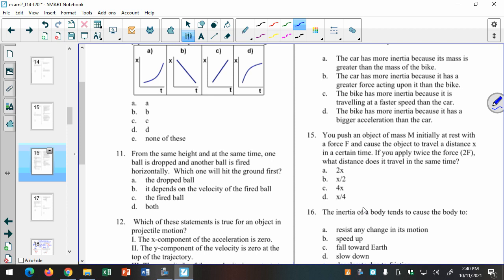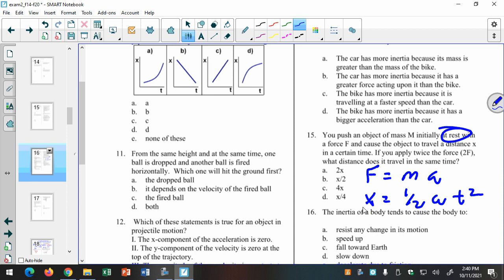You push an object of mass m, initially at rest, with a force and cause the object to travel a distance in a certain time. If you double the force, what happens to the distance? So I know F equals ma. If I apply a force, I get a certain acceleration, and x then equals 1/2 a t squared. Notice I left v0 t off, because it's initially at rest.